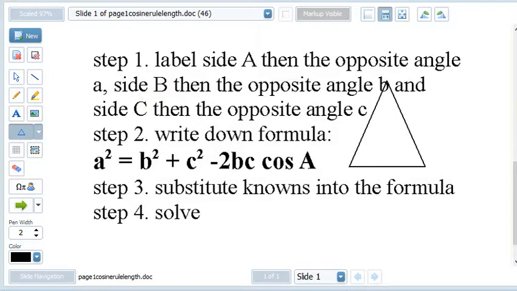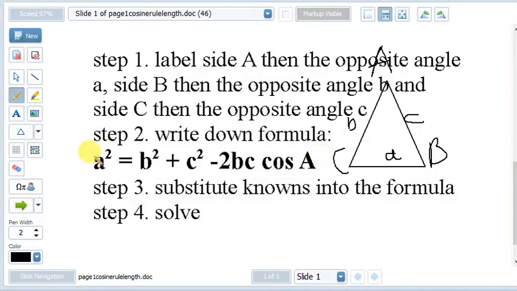Okay, so what we've got is our triangle here, and I'm going to call this side here A, this one here B, and this one here C. So this vertex here is A, this vertex here is B, and this one here is C. So the side opposite capital A is little a, the side opposite capital B is little b, and the side opposite capital C is little c.